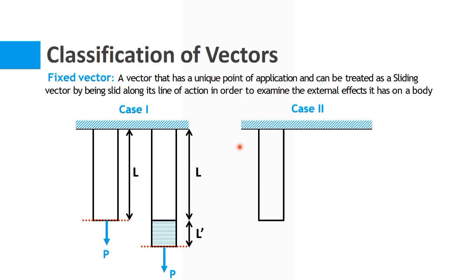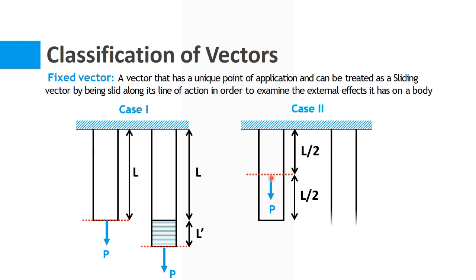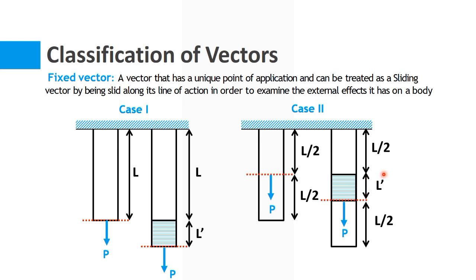In another case, we have taken the same bar which has a length L, and now we take the section at the midpoint, or at the half of this bar, and we apply a force of P on this midpoint. Now the deformation would occur from this point to this point, and this deformation will have a length of L dash, and now the total length of this bar will be L by 2 plus L dash plus L by 2.